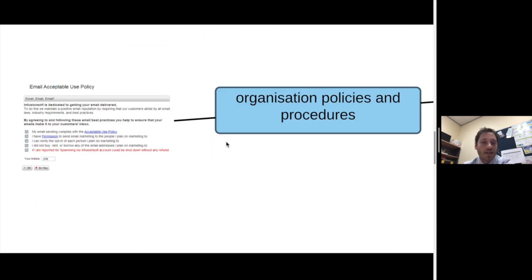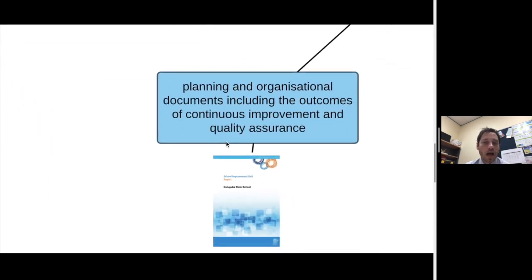We also look at organization policies and procedures. So we can see here an example of an internal email use policy. And we also look at reports, planning and organizational documents. So we can see here this is a report on a school improvement report, but we can have reports on a whole range of things to help us to analyze what we've done so far in the year and also what we can do moving forward to improve ourselves.